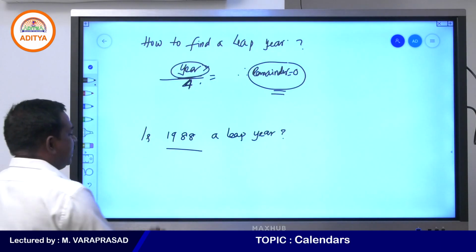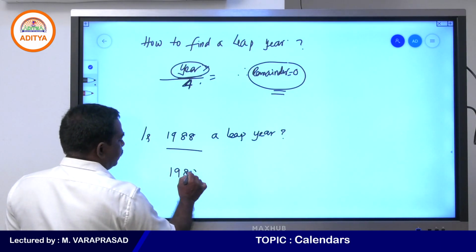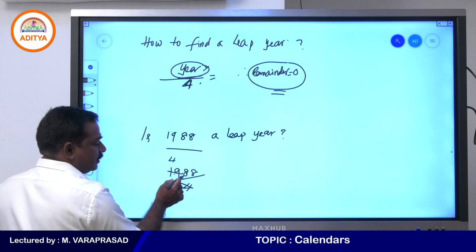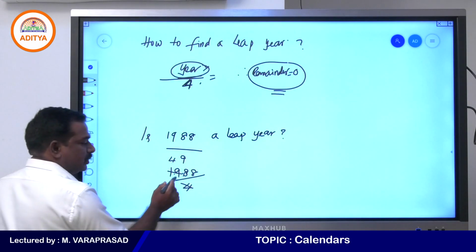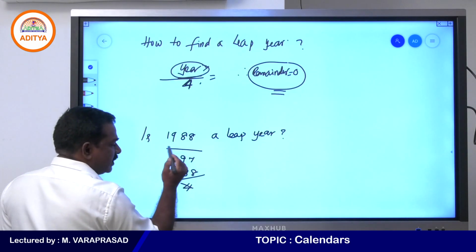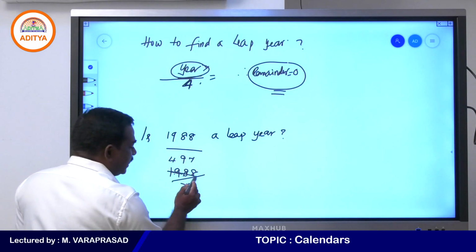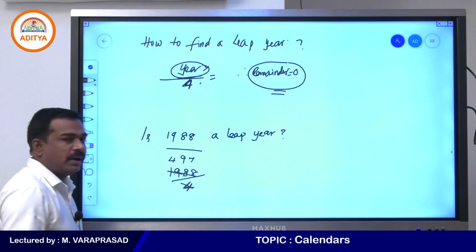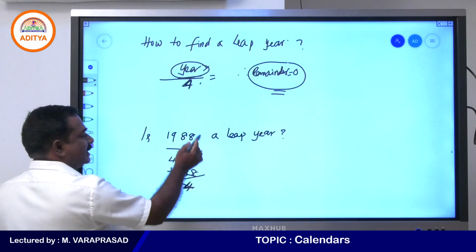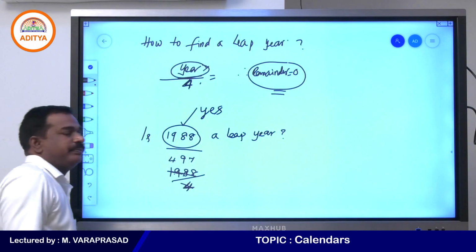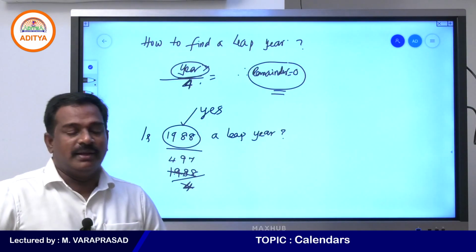So 1988, if you divide by 4: 4 4s are 16, 38, 4 9s are 36, 28, 4 7s are 28. So 1988 is completely divisible by 4 and you are getting the remainder 0. Yes, this is a leap year.